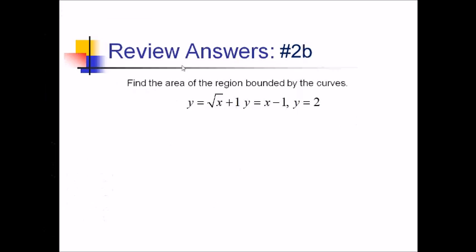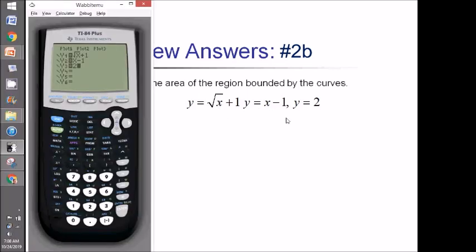For this problem, I want the area of the region bounded by these curves. So I've got a square root function, a line, and a horizontal line. Let me graph all these now. Not really sure what to make my window on these, so let me just zoom 6 this thing, and we'll see what we get. So there's my square root, my line, and my other line. Actually, I can zoom in a little bit. Let me do zoom 4. That gets me a little bit closer.